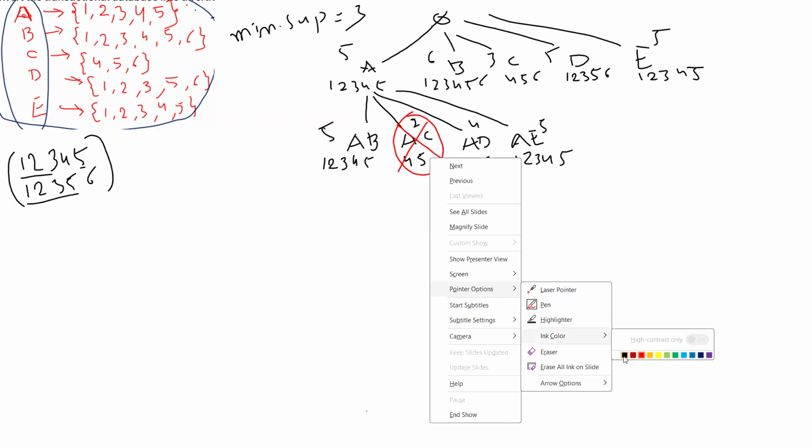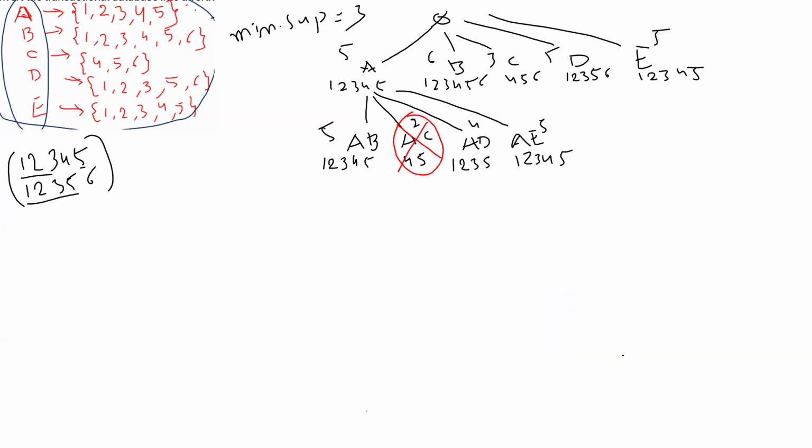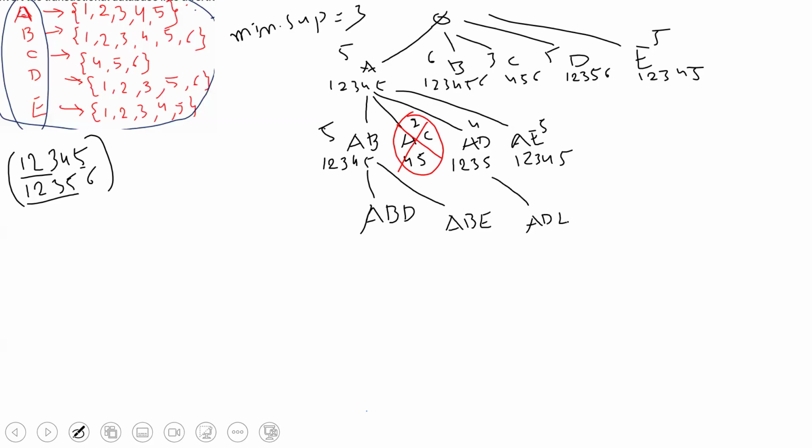So now you will extend from AB. AB combined with AD becomes ABD. AB combined with AE becomes ABE. Now AD combined with AE becomes ADE. Okay, so these are the combinations that you will get. ABD is formed from AB and AD. What is the intersection between both of them? It is 1, 2, 3, 5.